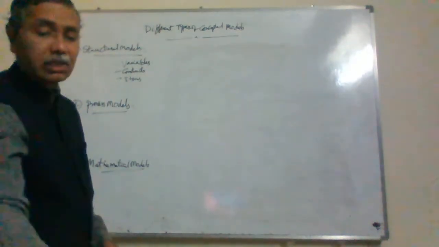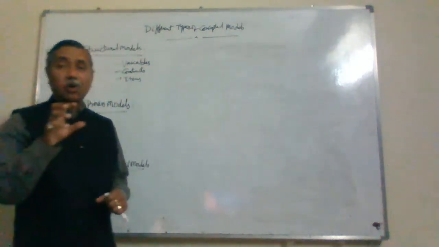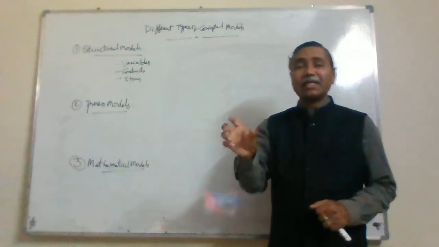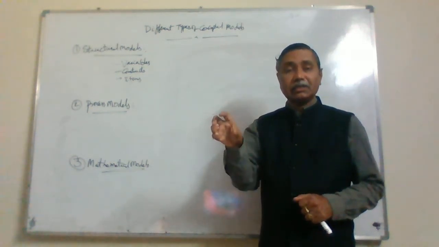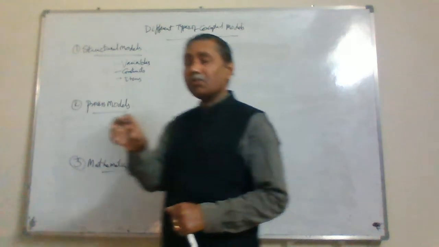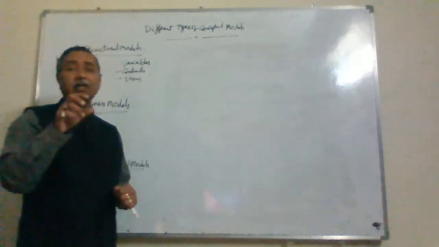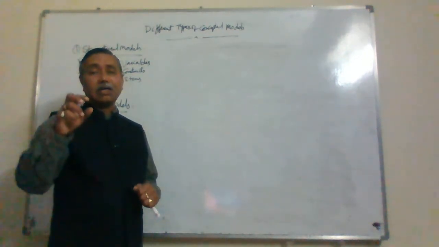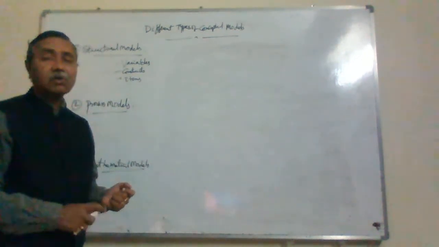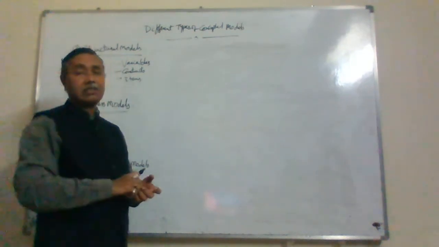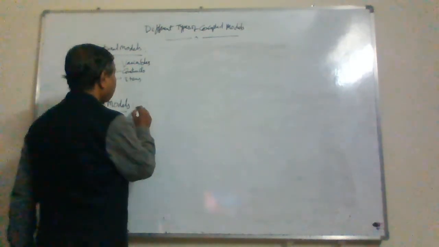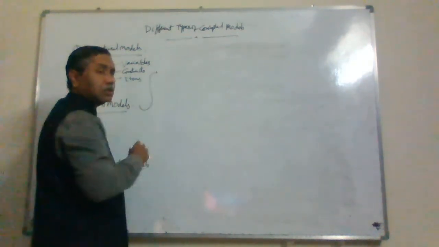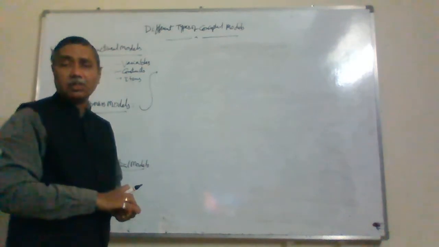See, process models, right? What are process models? Process models represent a series of actions, a set of actions which you have taken in an organizational task or activity. A process model indicates a series of actions. For example, the conflict resolution process model.